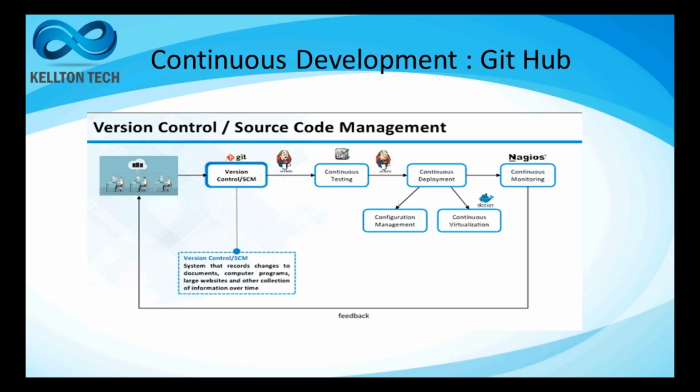And as soon as the code is developed, they put it into GitHub, and the code will be checked into GitHub. There we maintain the version control of the code, which GitHub supports. Here, GitHub is the tool which can support continuous development.